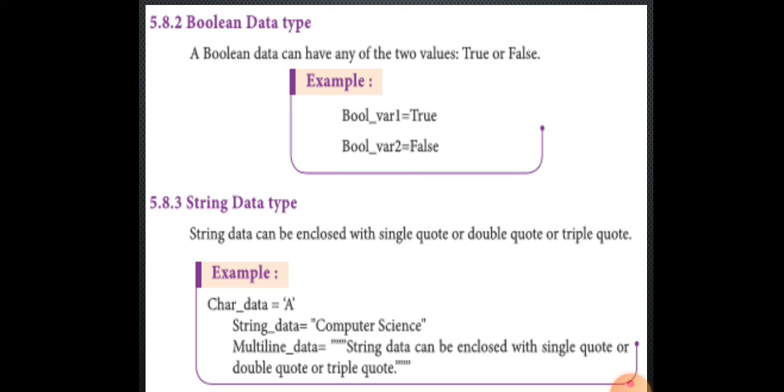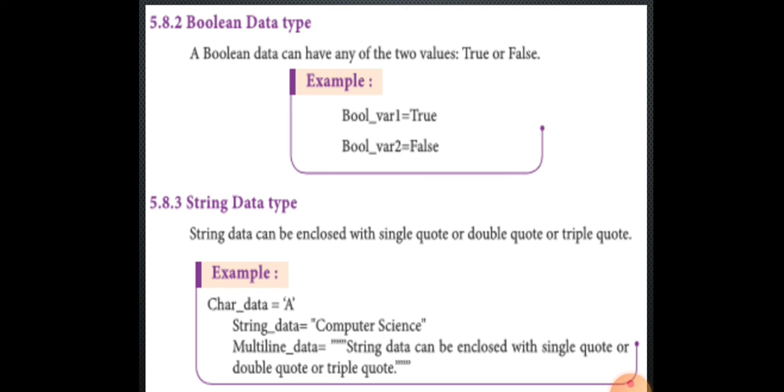See these values, they extend to the next line also. We start from the first line: string data can be enclosed with a single quote, and the remaining data is on the second line, double quote or triple quotes. So if you have more than one line as input, then we include these lines within triple quotes. Multi-line data can be assigned by using the triple quote symbol.